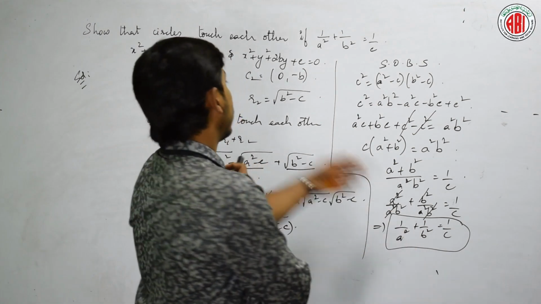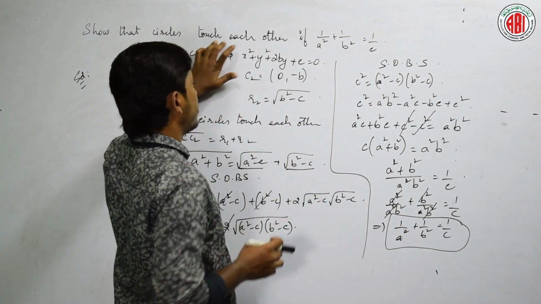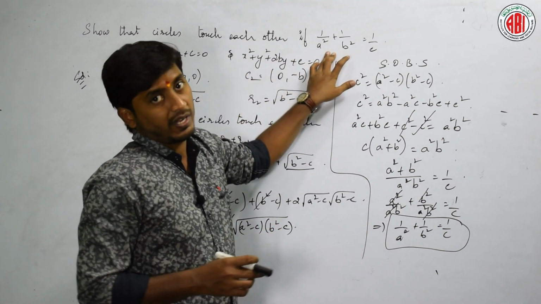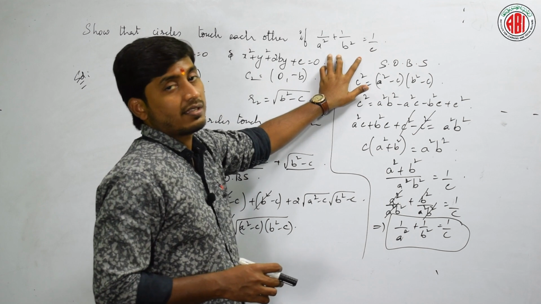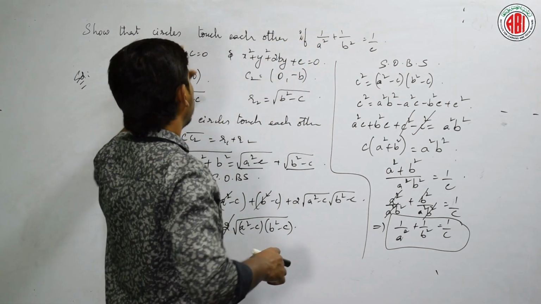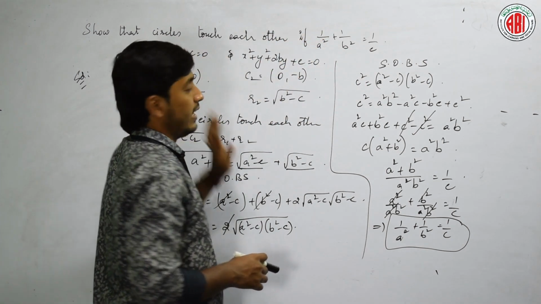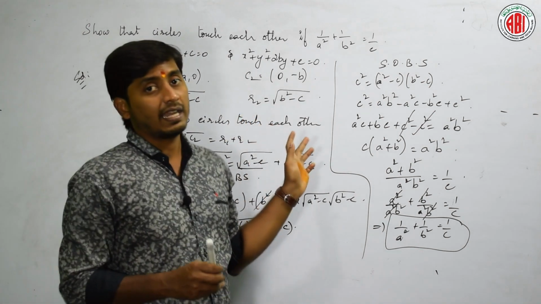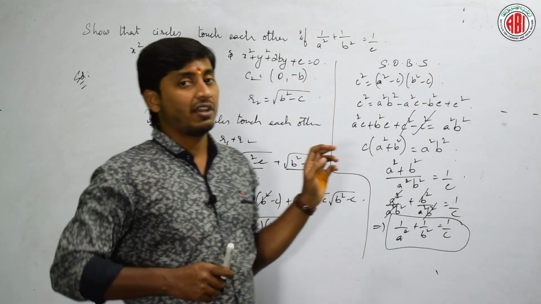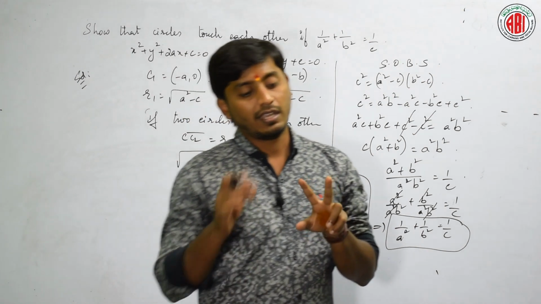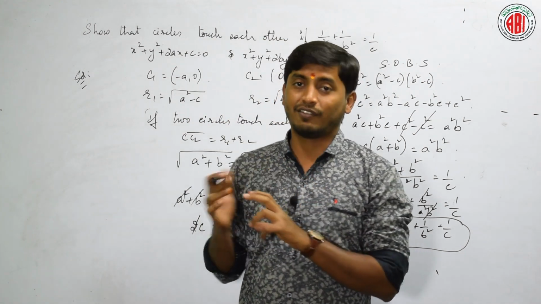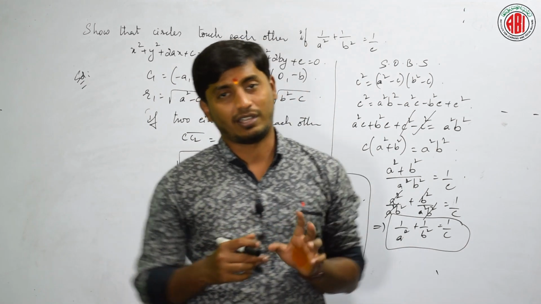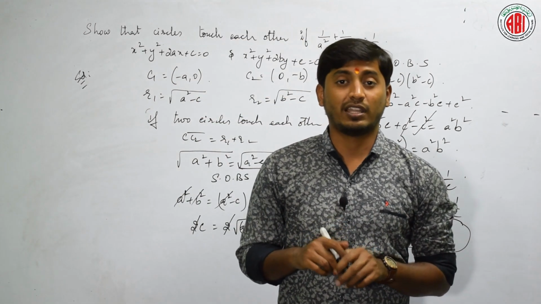Clear? He is telling us to show that the circles touch each other if this condition is satisfied. So, we did it the other way around. We have proved this. So, we can tell that these two circles touch each other. Is it clear? Once again, what is the main thing we have to remember here? Whenever we get two circles, find the center and radius, and later check whether both the circles touch each other or not. Clear? Fine. Shall we go to the next problem?